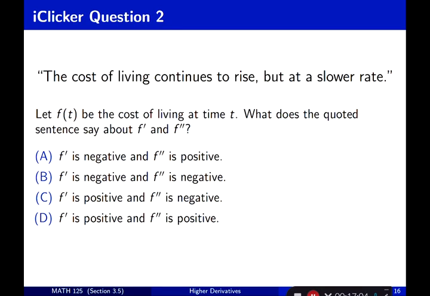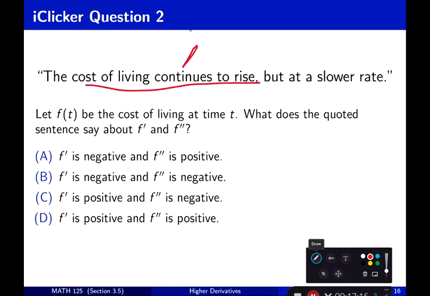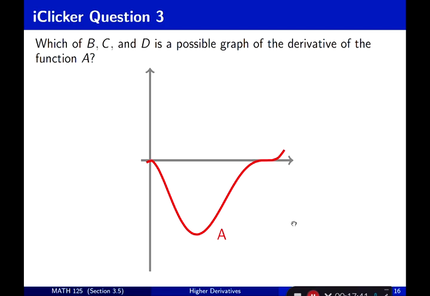So take a moment. And now that you're back, let's solve this. The cost of living is rising. That means that f is increasing, so f prime is positive, but at a slower rate. That means that it's still increasing, but it's sort of increasing less. That means f double prime is negative. So f prime is positive, f double prime is negative. That's C.